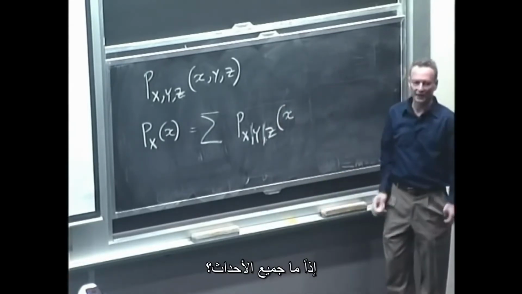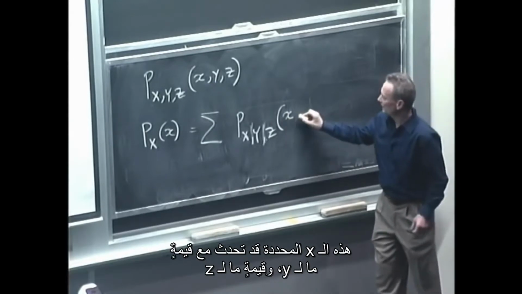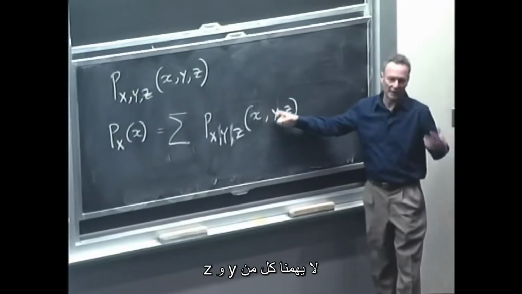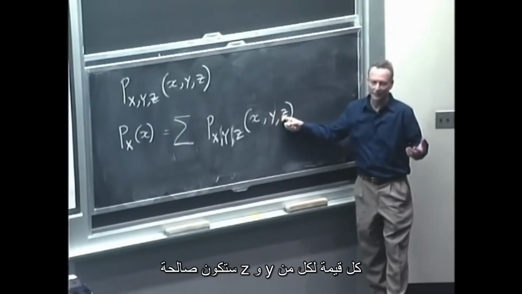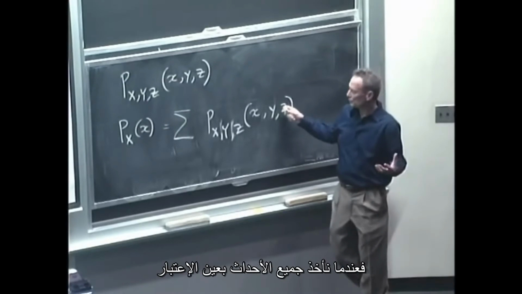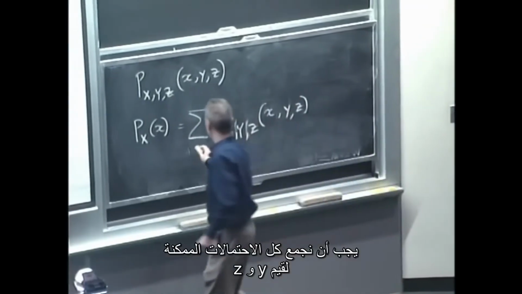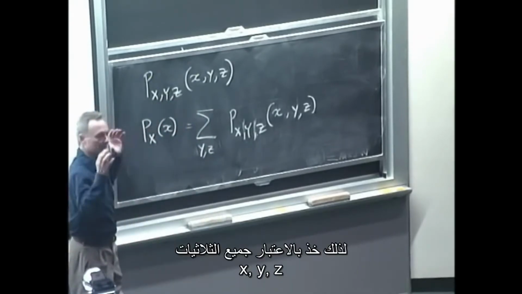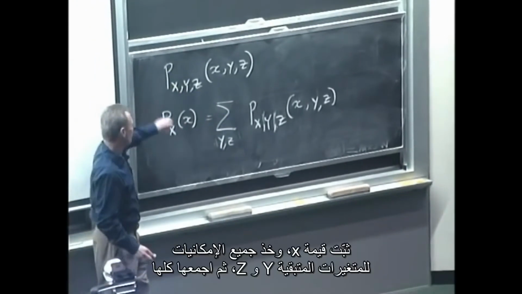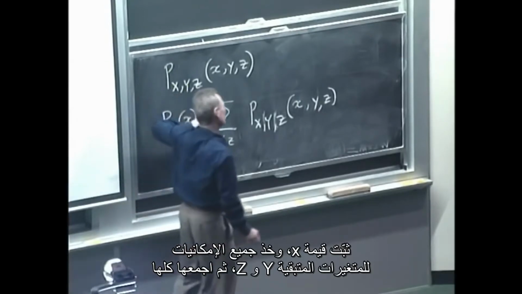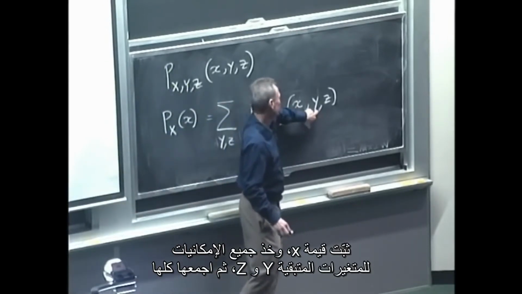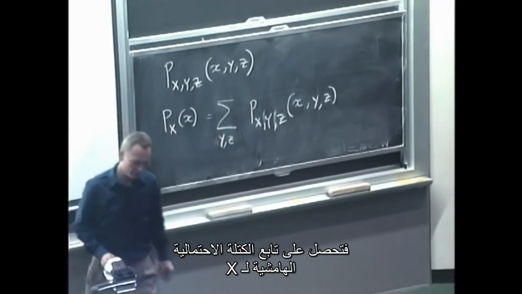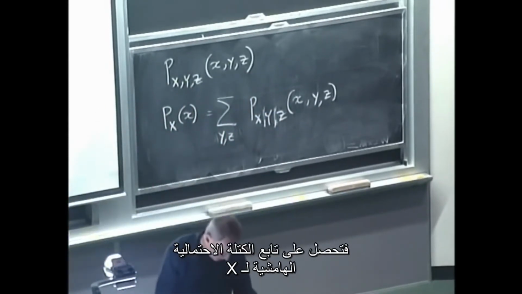So what are all the events? Well, this particular x can happen together with some y and some z. We don't care which y and z, any y and z will do. So when we consider all possibilities, we need to add over all possible values of y's and z's. So consider all triples, x, y, z. Fix x and consider all the possibilities for the remaining variables, y and z. Add these up, and that gives you the marginal PMF of x.